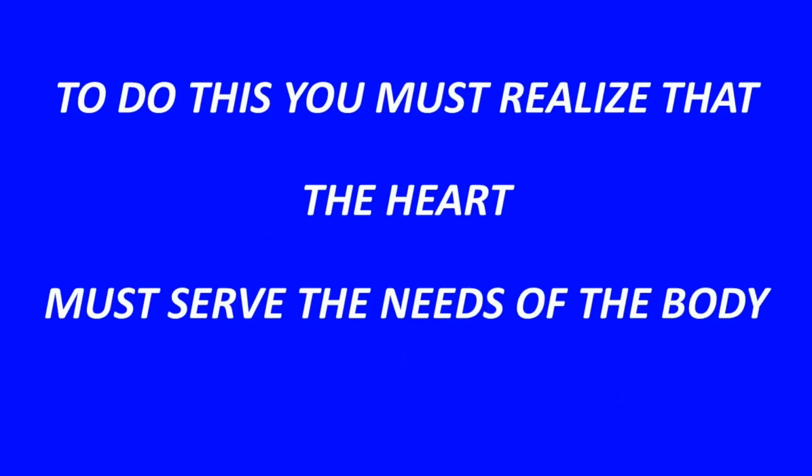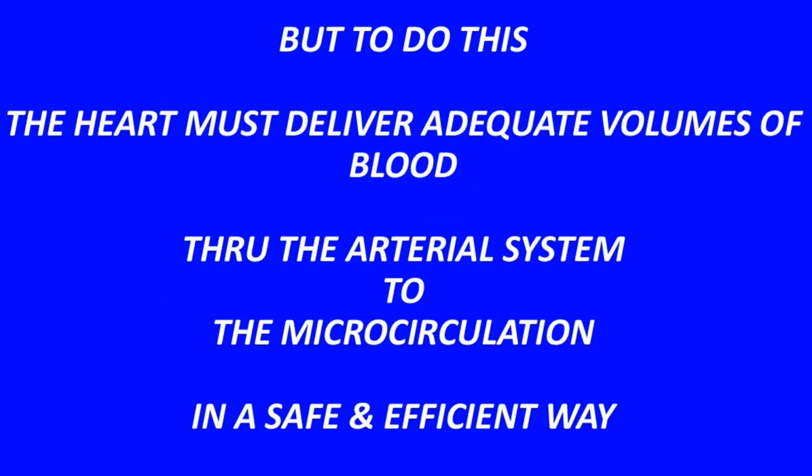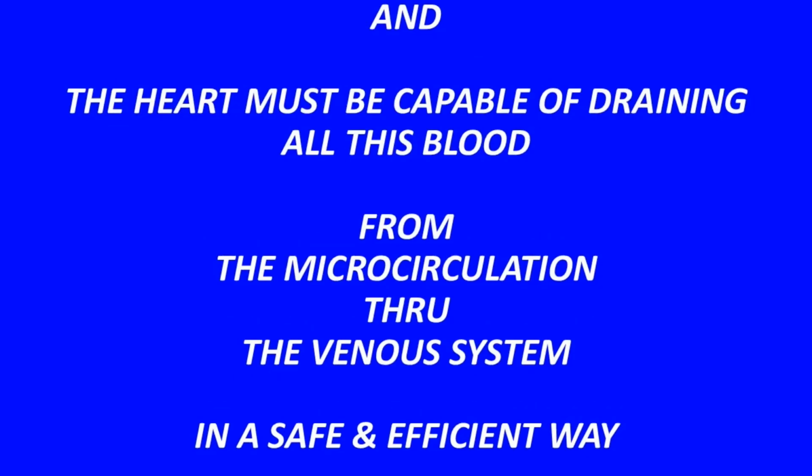And further, to do this, you must realize that the heart must serve the needs of the body, and the needs of the body are served by the microcirculation. But to do this, the heart must deliver adequate volumes of blood through the arterial system to the microcirculation in a safe and efficient way. And the heart must be capable of draining all of this blood from the microcirculation through the venous system, also in a safe and efficient way.